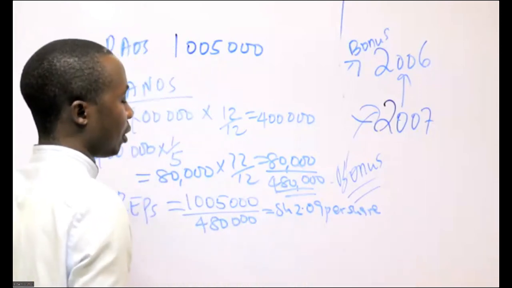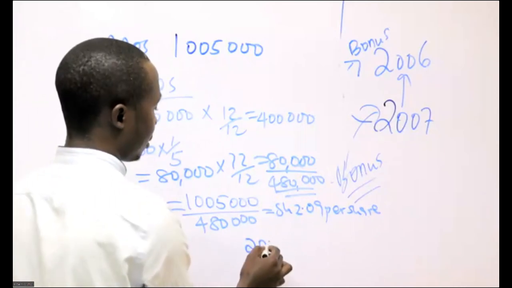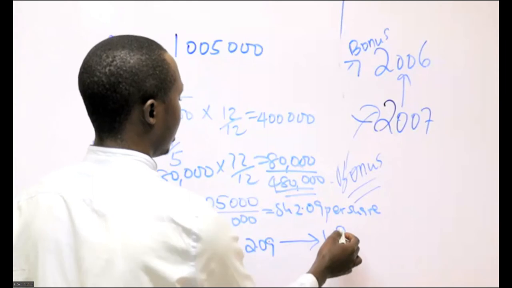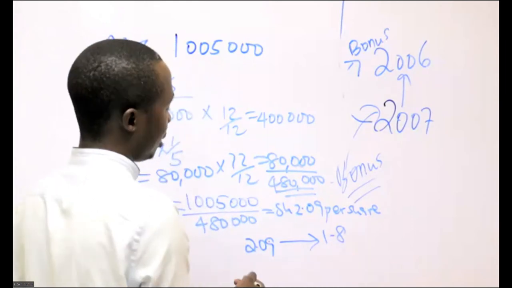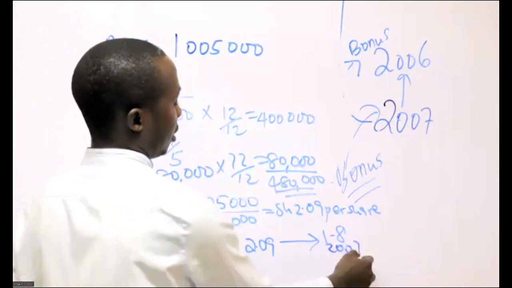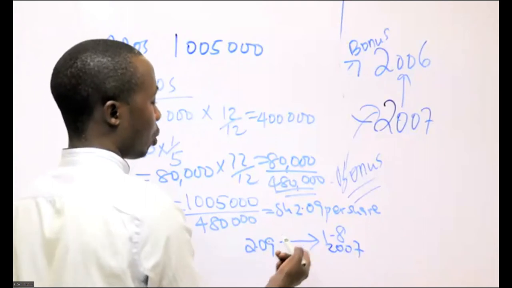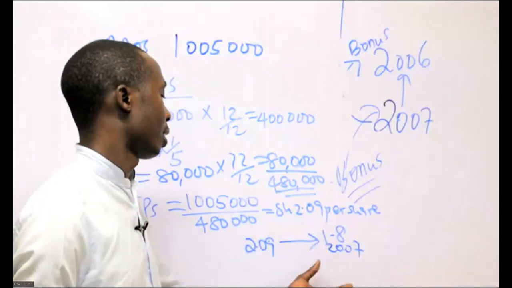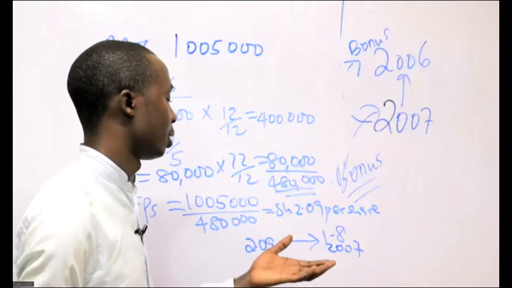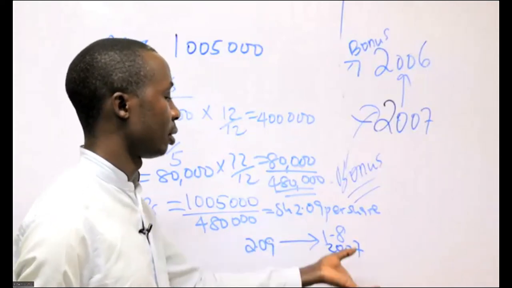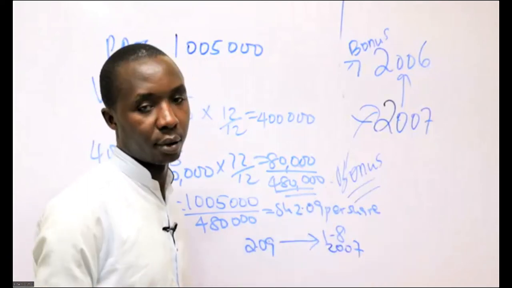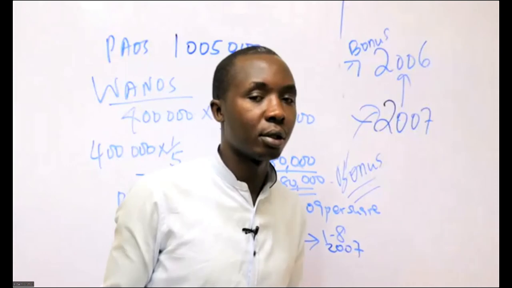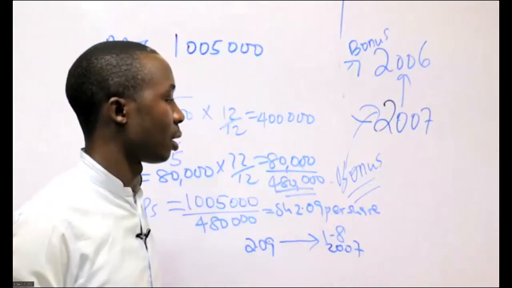After considering the EPS of the two consecutive periods, remember that this one is for 2006 and for 2007 it is 1.8. Meaning that the profitability, the performance of the company, slightly declined in the current year 2007, from 2.09 per share to 1.8 per share. So it's all about when you do these restatements, you are trying to compare the profitability of two consecutive years using the earnings per share.